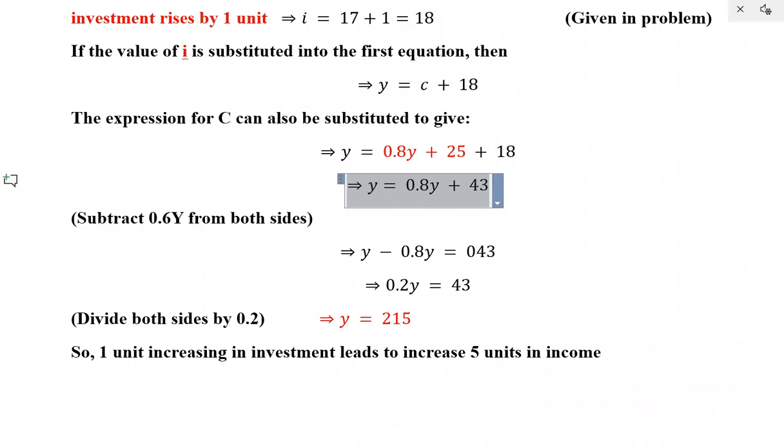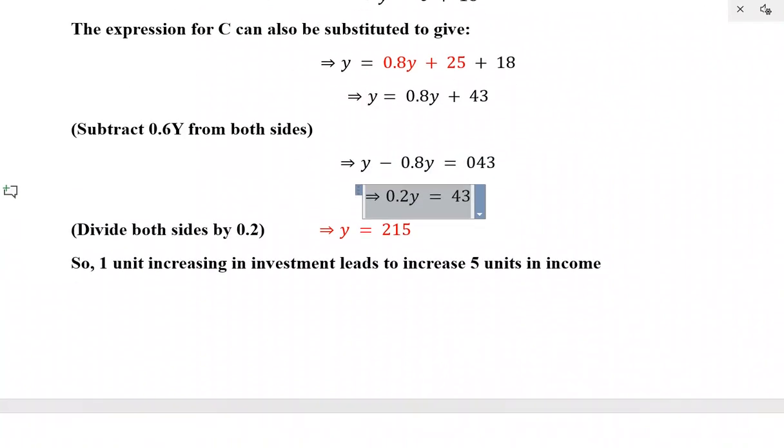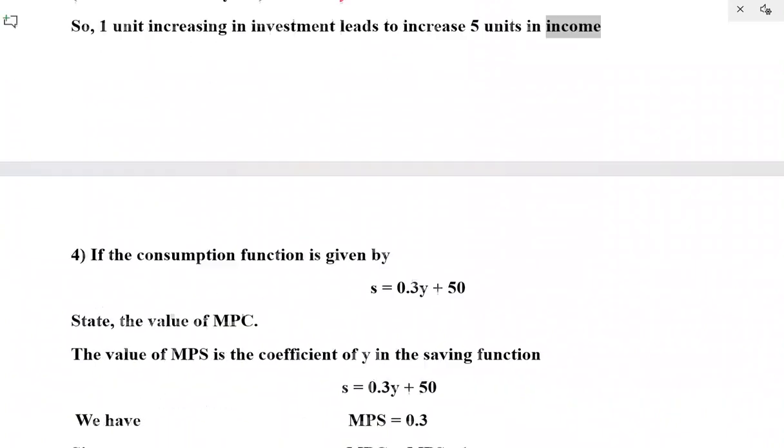So Y equals 0.8Y plus 43. Subtract 0.8Y from both sides. This implies Y minus 0.8Y equals 43, which implies 0.2Y equals 43. Divide both sides by 0.2, which implies Y equals 215. So, a 1 unit increase in investment leads to an increase of 5 units in income.